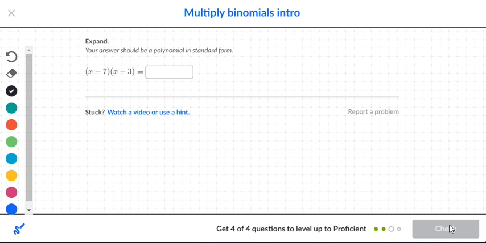Okay, next question. Now this one has two negatives in there, so both binomials have a subtraction sign. Just be aware that you have some negatives in here. So you have your x minus 7 and you have your x minus 3. So this is my first, this is my last. This is my first, this is my last. And then just go double smiles.